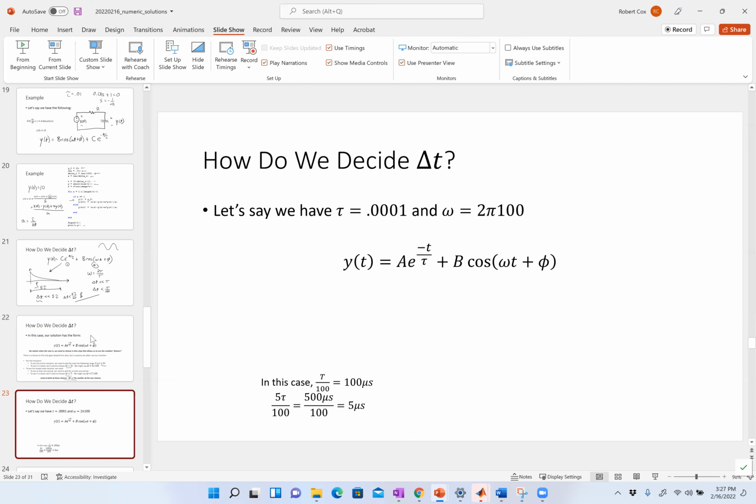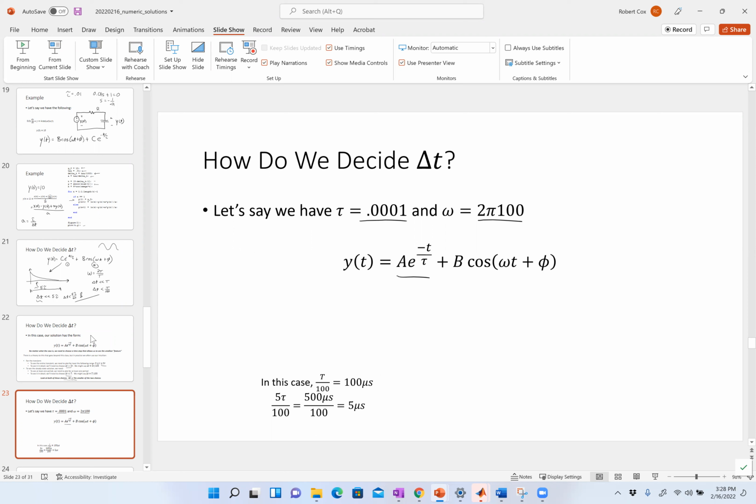So let's look at an example. Let's go back to the problem that I started out with. Let's say my tau is 0.001, and my omega is 2 pi times 100. Looking at this, a couple of things I want to figure out. My tau is 0.001. So how long does it take for this transient to die off? Without knowing anything about what the height of that transient is, how long does it take for that transient to die out?